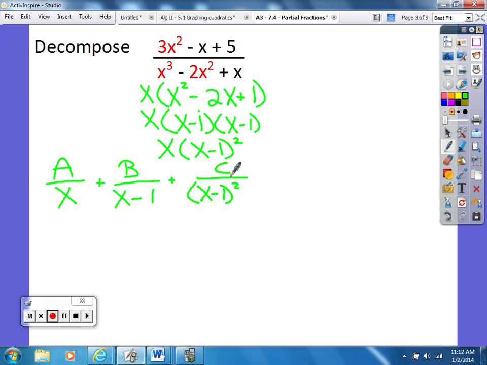Well, here I just use the basic x minus 1, and here I'll use x minus 1 squared. If it had been cubed, I would have to use x minus 1, x minus 1 squared, and x minus 1 cubed. That makes more sense. If I had x minus 1 to the 4th, I need to do all 4 of those.